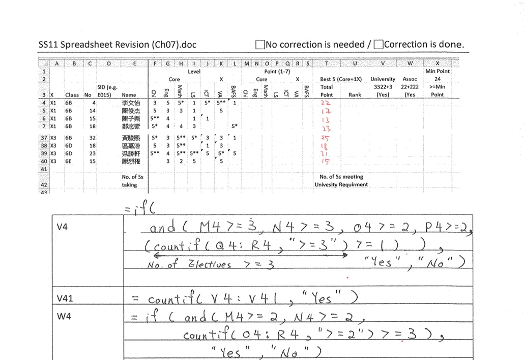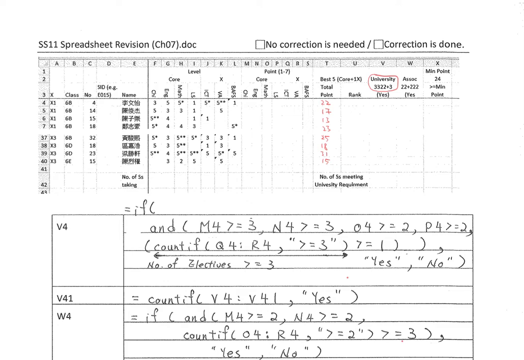Now we will go to the second part. For the second part, we will try to see whether they can enter the university. First of all, the requirement is whether they can get 3322 in the 4 core. 3322 means at least 3 for Chinese, 3 for English, 2 for Math, and also 2 for LS, and then one of the X subjects is at least 3. So this is the university requirement.